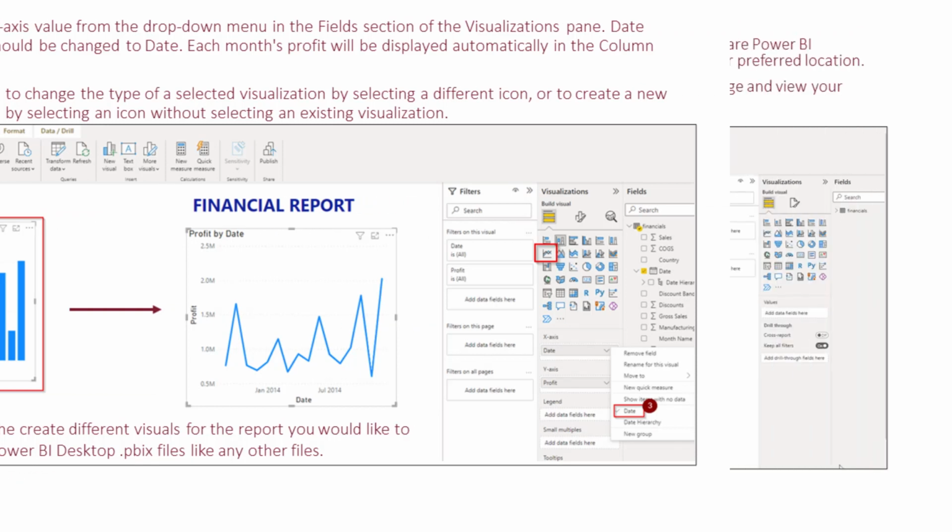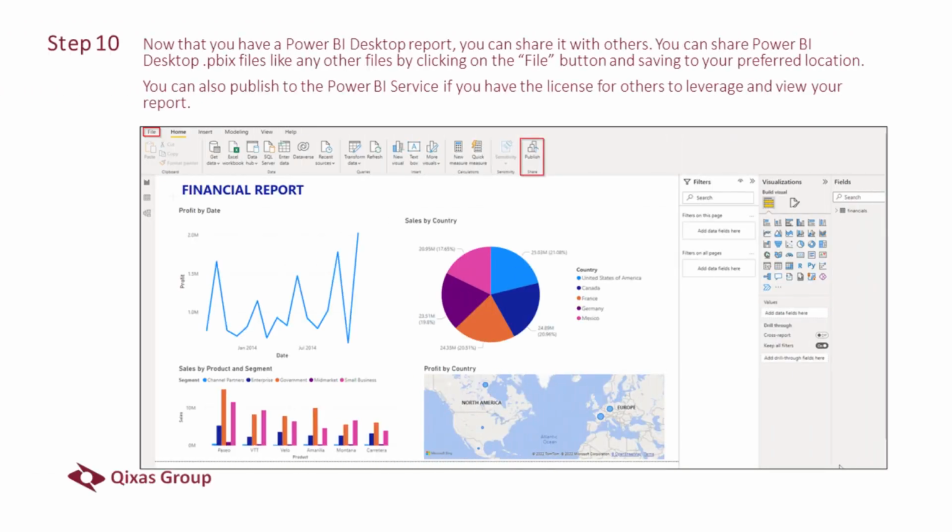Step 10. Now that you have a Power BI Desktop report, you can share it with others. You can share Power BI Desktop PBIX files like any other files by clicking on the File button and saving to your preferred location. You can also publish to Power BI service if you have the license for others to leverage and view your report.